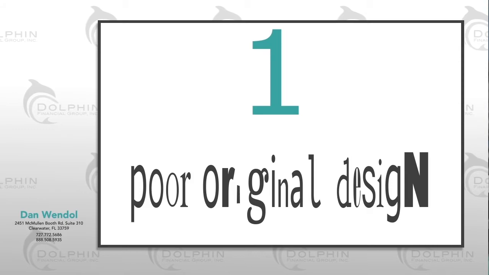These are the main reasons we find universal life policies are failing people. Number one is poor original design. When creating universal life policies, premiums are determined by a variety of factors, one of which is the interest rate that we provided on the cash value within the policy. Most of the universal life policies we come across were issued in the 1980s or 1990s. At that time, interest rates on many things, including life insurance policies, were high relative to today.